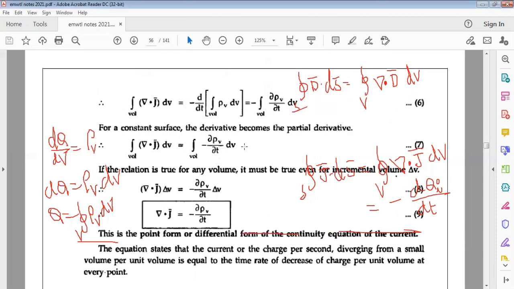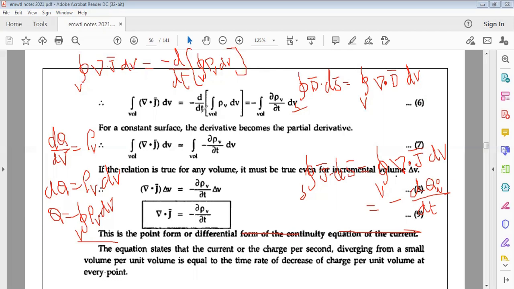Then use the equation: the volume integral of del dot J bar dv is equal to, substituting q in this equation, minus d by dt of q. See, I'm using this equation, the volume integral of del dot J bar into dv is equal to minus d by dt of, what is the q we got here, the volume integral of rho v into dv. Same equation we got.